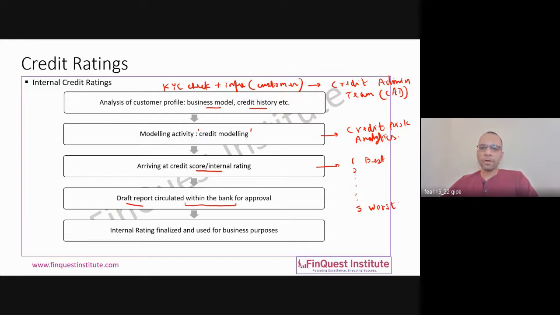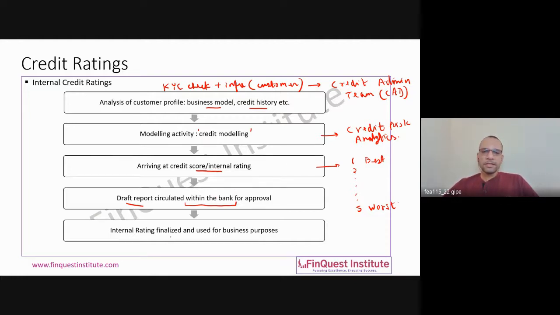the bank for approval. Because again, when we talk of a bank, it's a large team. So you have head of risk, head of trading, maybe head of banking, head of compliance, etc., who may want to have their inputs or their concerns addressed. So that's why this draft report needs to be circulated within the bank for any kind of feedback or approval which is to be taken.